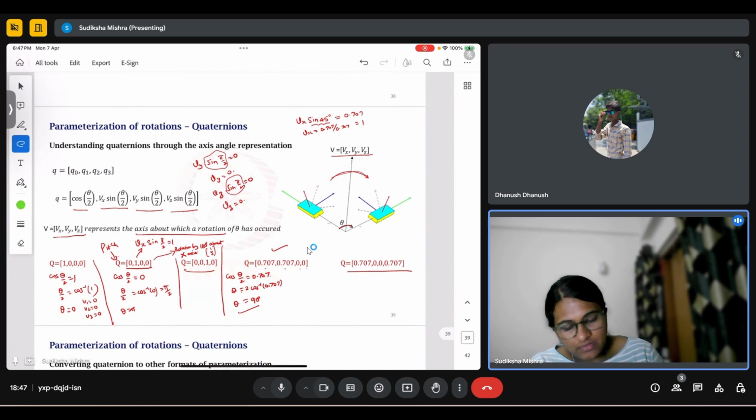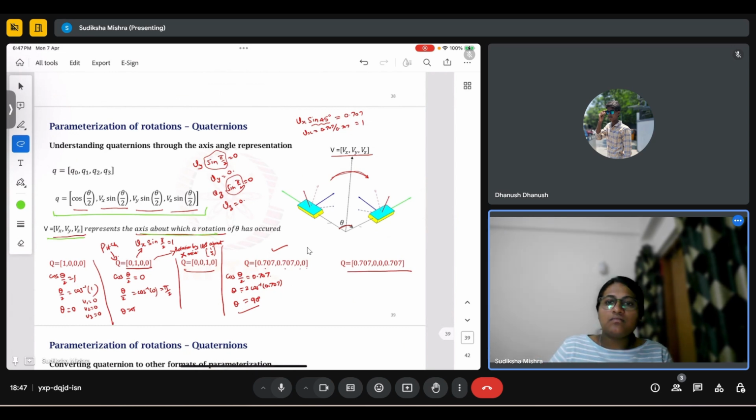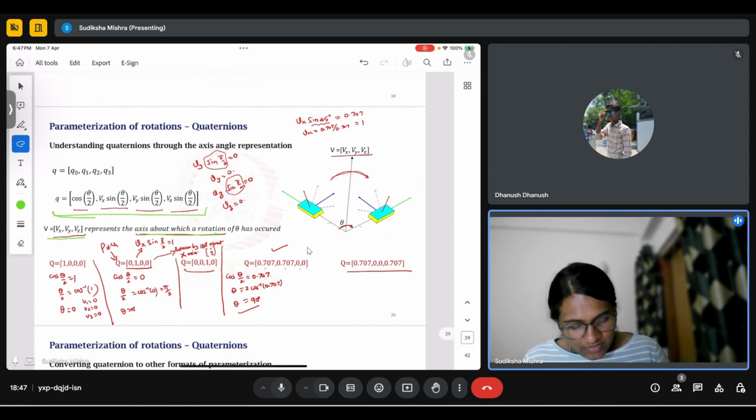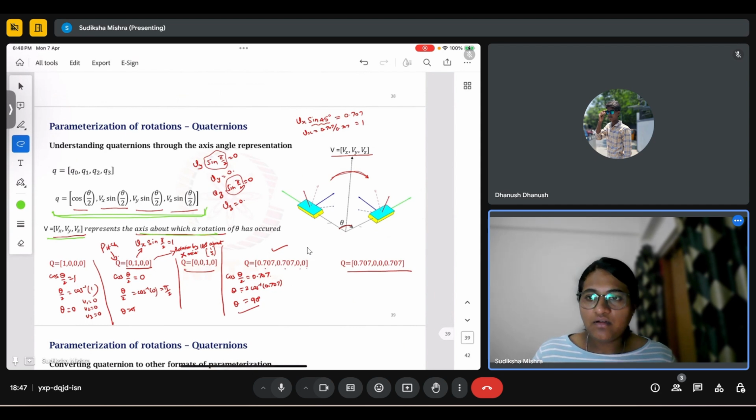To represent any rotation through quaternions, you can follow this formula, wherein theta is the angle of rotation, and Vx, Vy, and Vz represent the axis about which rotation has occurred. You can represent your rotation and all of the axes using this particular coordinate.